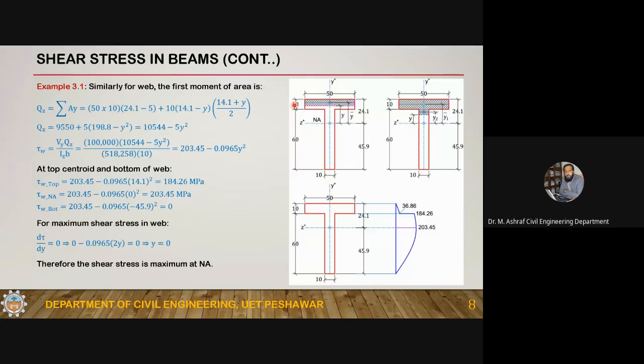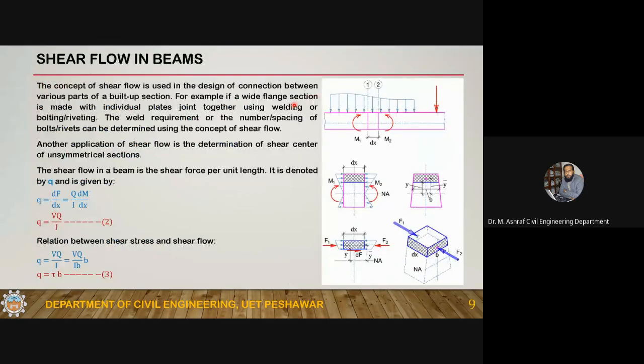You can do this if you know the force resisted by a single screw, and this you can do using the shear flow concept. For example, if a wide flange section is made with individual plates joined together using welding, bolting or riveting, the weld requirement or the number and spacing of the bolts or rivets can be determined using the concept of shear flow. This is one application of the shear flow.